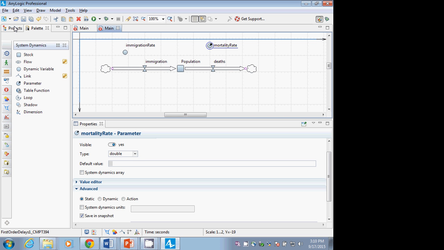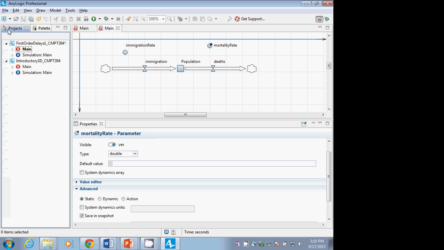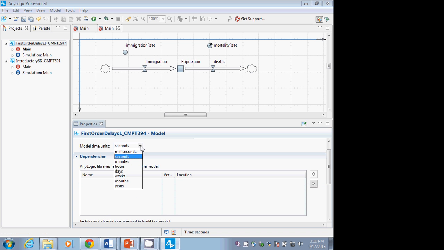And one thing I forgot to do for this model, but would be very helpful, is to set the time unit. Where can we set the time unit? I'm going to set the time unit to years. Where do I go to do that? Sorry? For the project as a whole. That's right. It's a property of the project. It's not a property of sub-pieces of the project, but of the project as a whole. Okay, so if I go up to the project, I can set this to be years.